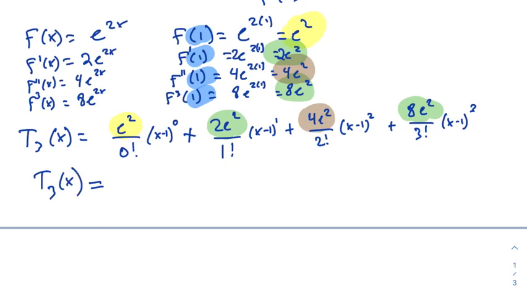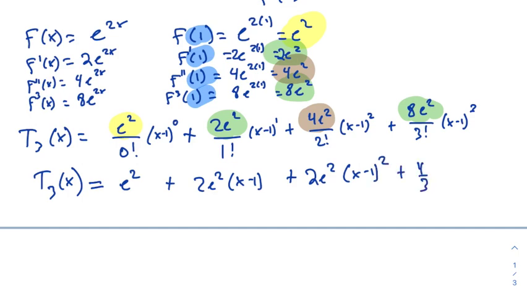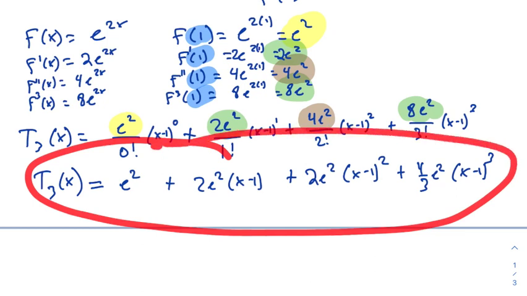So our third degree Taylor polynomial will be this is all e squared, because remember 0 factorial is 1 and x minus 1 to the 0 power stays 1, plus 2e squared times x minus 1. And then you can divide 4 by 2 factorial, 4 divided by 2, so 2e squared x minus 1 squared. And then 3 factorial is 6, so 4/3 e squared x minus 1 cubed. And that is the Taylor polynomial written to the third degree of the function e to the 2x.